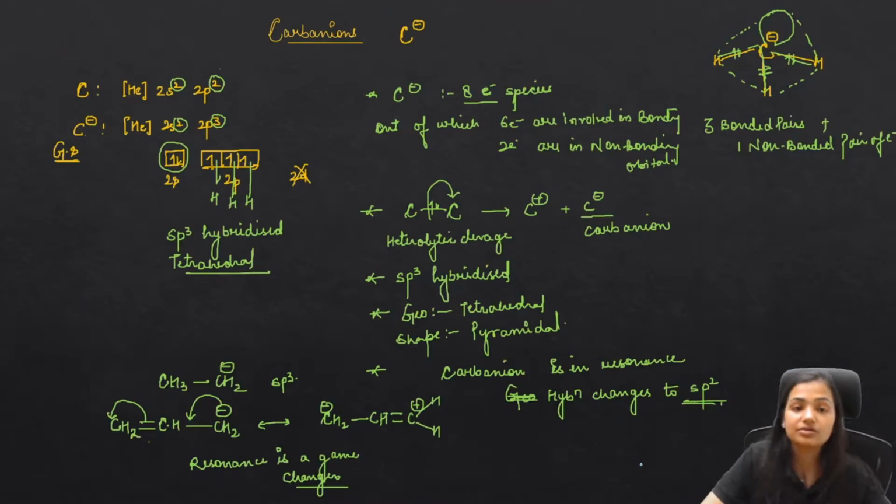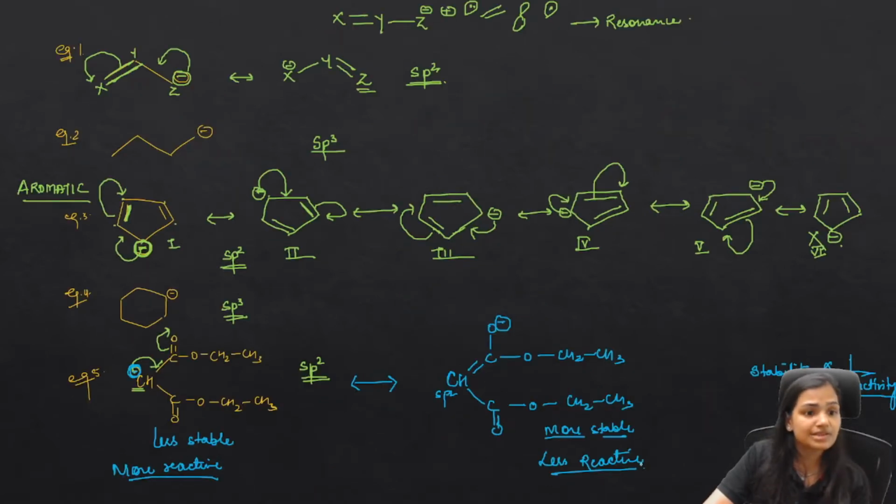So just a quick revision. I told you what a carbanion is, how we can find out their hybridization and their geometry. Resonance was a game changer, so that's how the carbanion could be sp3 or sp2. I have given you a few examples to make you understand how to identify which is sp3 or sp2.